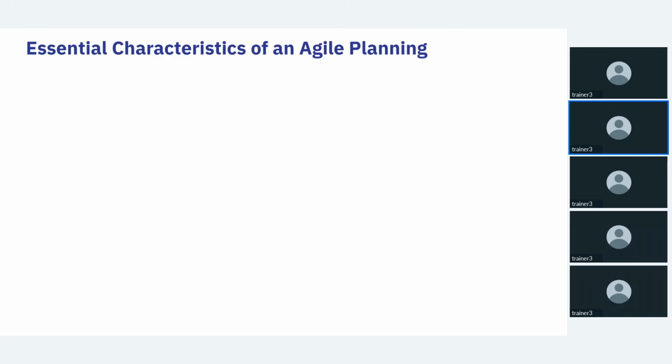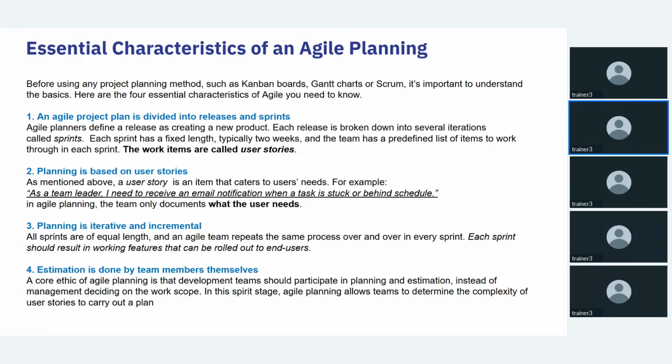So the essential characteristics of agile planning: an agile project plan is divided into releases and sprints. Each release is broken into stages called sprints, each with a fixed length. Okay, the team gets the list of items to work on through each sprint. The work items are written as user stories. Okay, so this is what is going to happen in the technology.